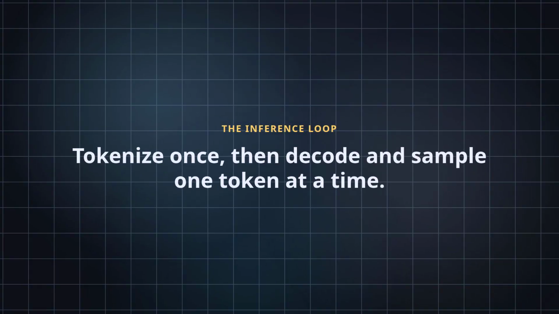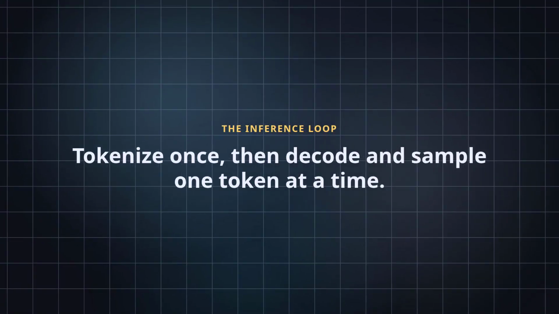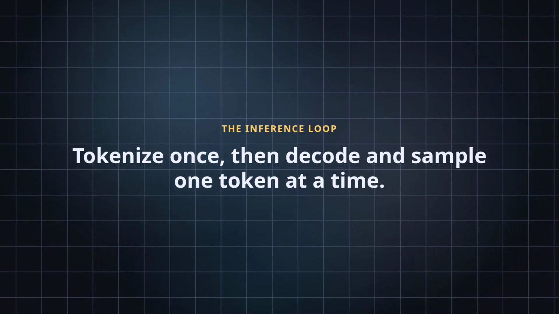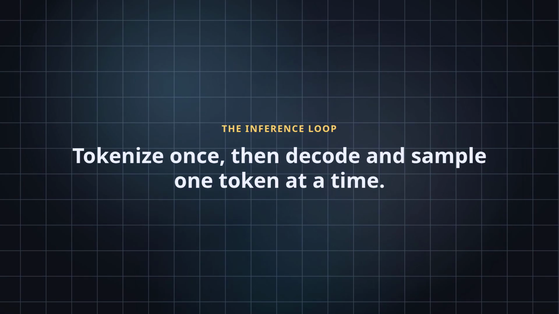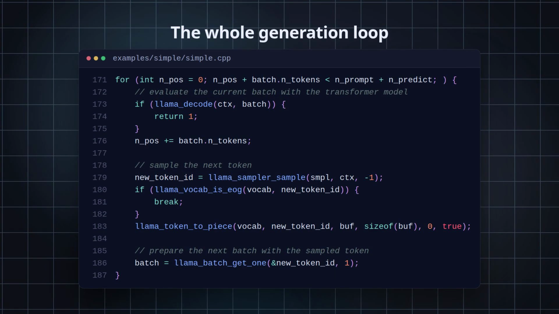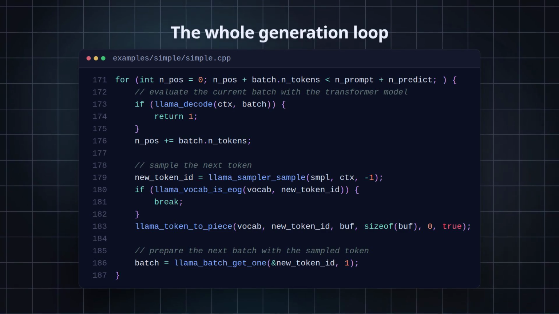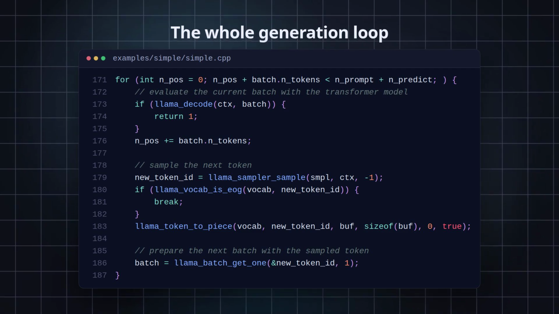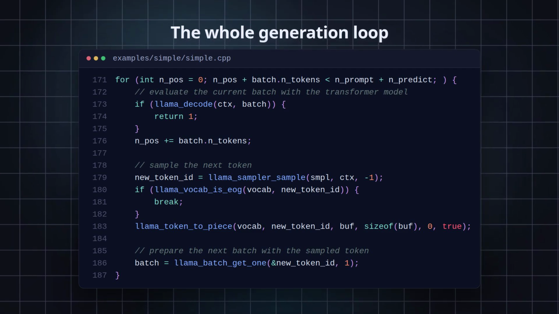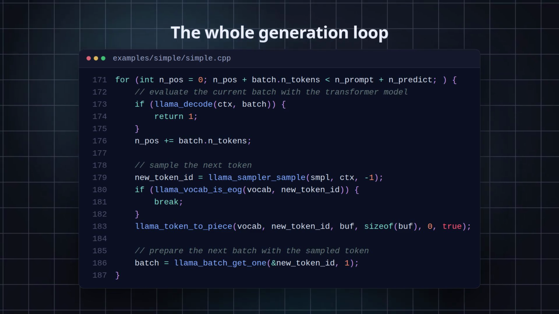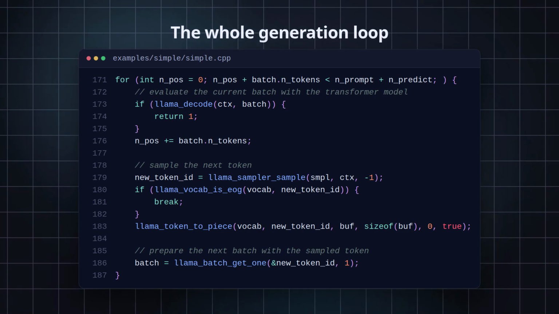Now the runtime. Generation is autoregressive. The prompt is tokenized once, then the model produces one token at a time, and each new token is fed back in to produce the next. This is the entire generation loop. Call llama_decode to run the transformer on the current batch, sample one token from the result, stop if it is an end-of-generation token, otherwise turn it into text and pack it into the next single token batch.